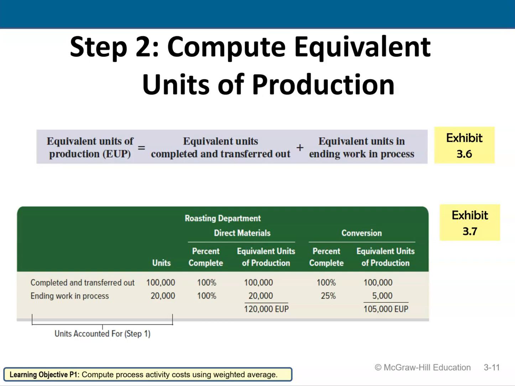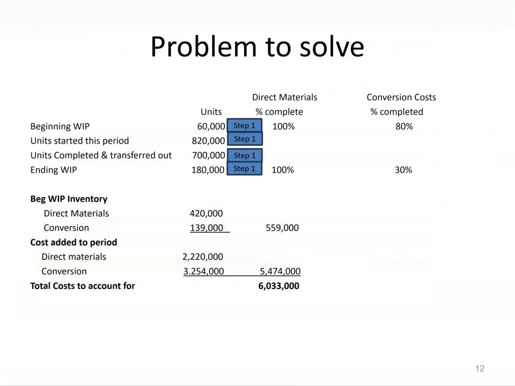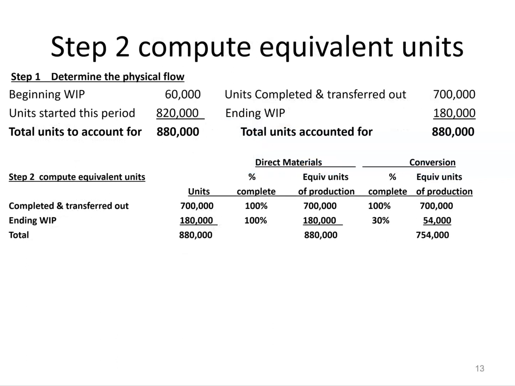Now let's look at our problem. For our problem, what we need, again, is the ending WIP percentages for direct materials and conversion costs. We do not care about the beginning. We only use those when we're doing FIFO, and we're not doing that in this class. So now we're going to go back to our problem, and we've done step 2.